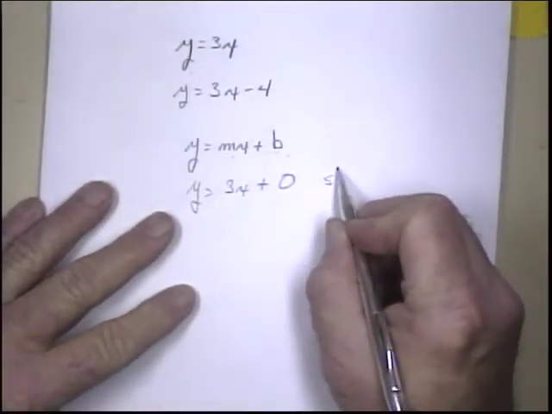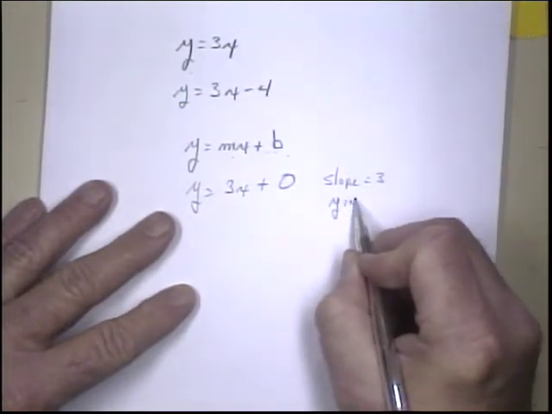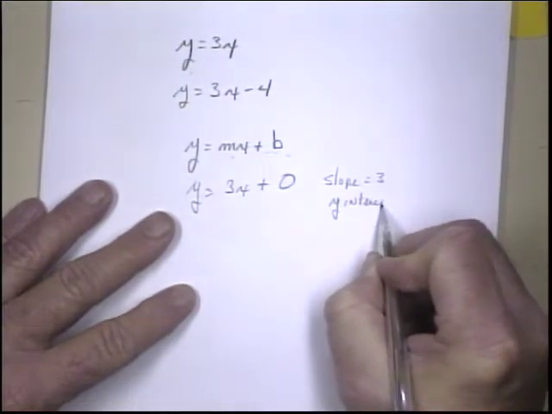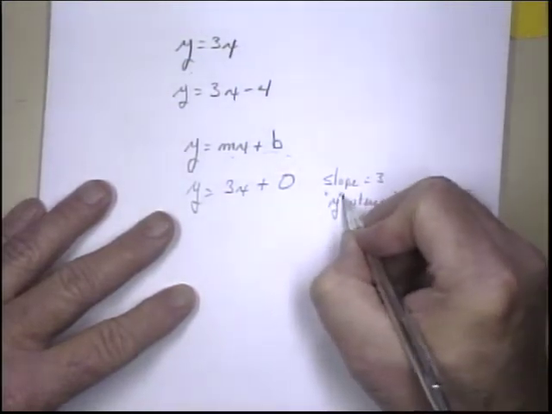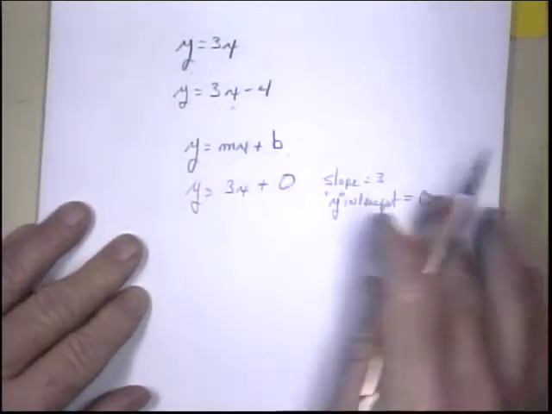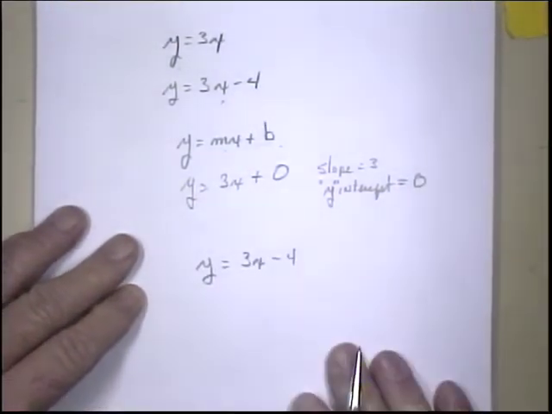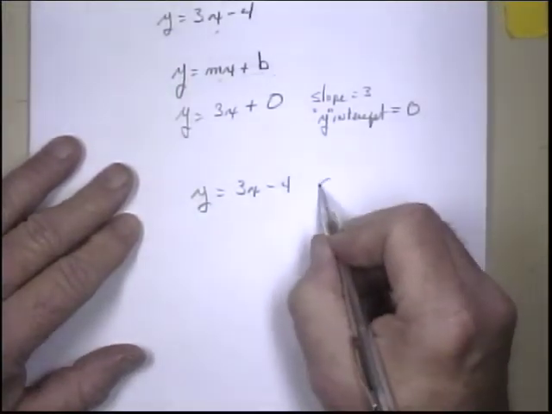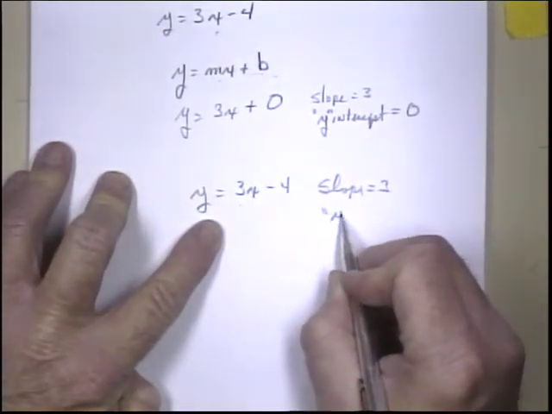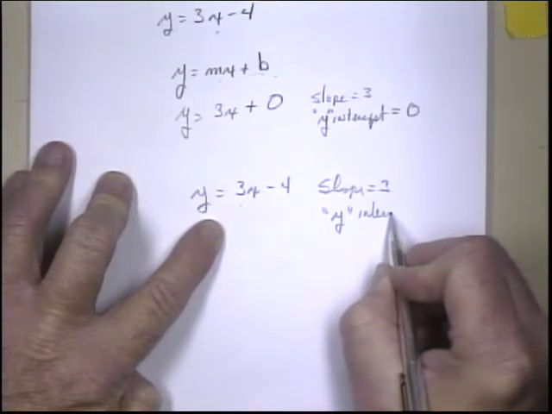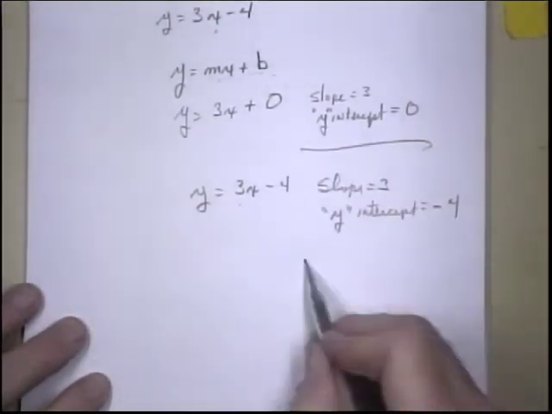So here, our slope equals 3, and our y-intercept equals 0. Now for the second equation, we have y equals 3x minus 4. Our slope is still 3, but our y-intercept is a negative 4. So we'll graph these two lines.